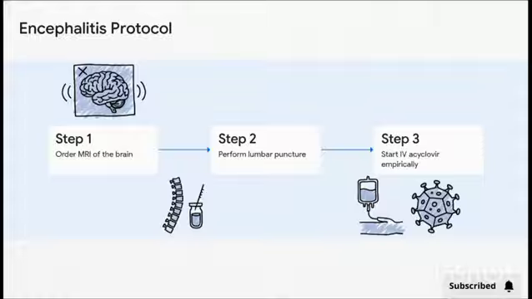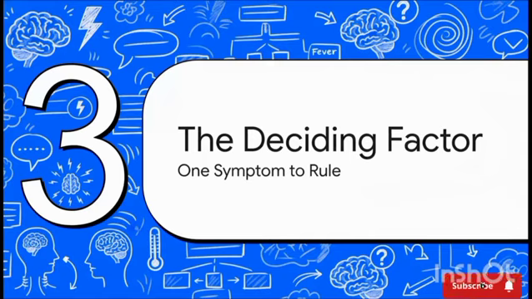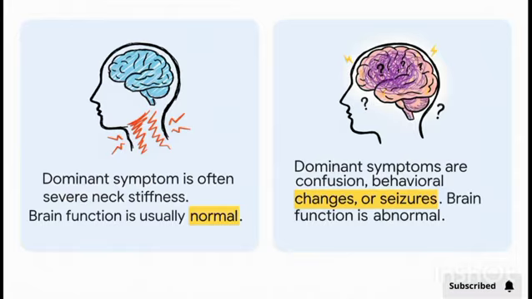Why? Because the most common cause of deadly sporadic encephalitis is the herpes simplex virus, HSV, and acyclovir is the drug that fights it. So we've watched two very similar patients go down two completely different diagnostic roads. Let's really drill down on the one thing that made all the difference. This slide just lays it all out nice and clear.